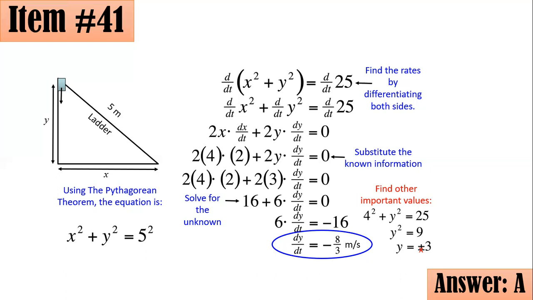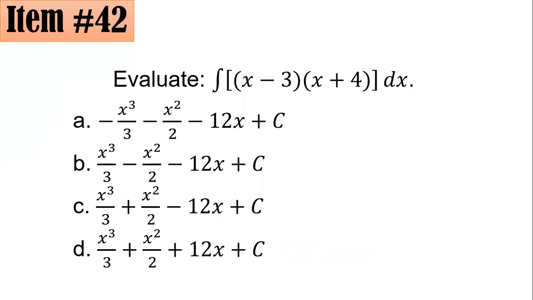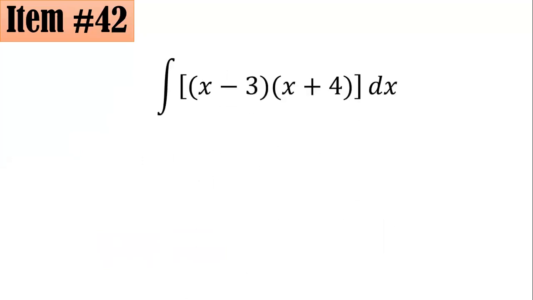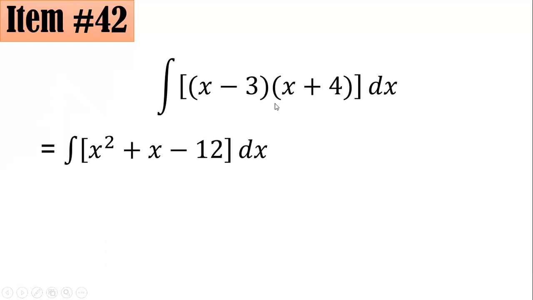42. Evaluate the integration of x minus 3 times x plus 4 dx. Which of these is the correct integration? From here, it's better if you multiply them first. If you multiply these two binomials, you will get the product, which is x squared plus x minus 12. You could verify that by multiplication.